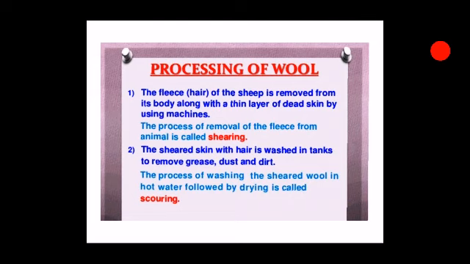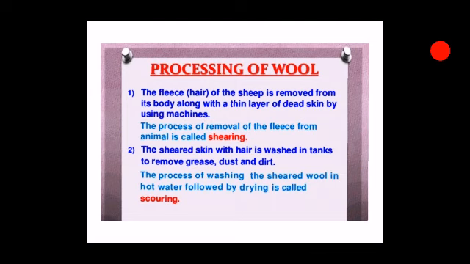The fleece or the hair of the sheep is removed from its body along with the thin layer of dead skin by using a machine. So first, what is done? The hairs of the sheep are removed from their body, even the dead skin, with the help of a machine. The process of removal of the fleece from the animal is called shearing. So the first step is when the hairs are removed from the animal, then it is called shearing.